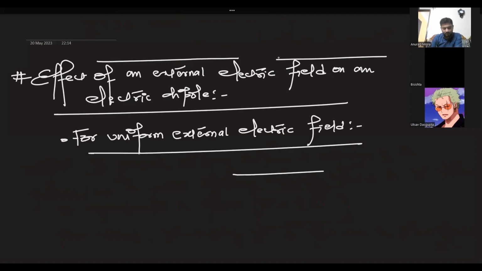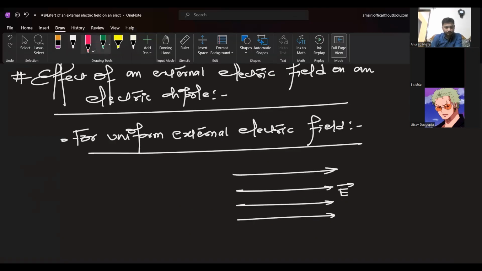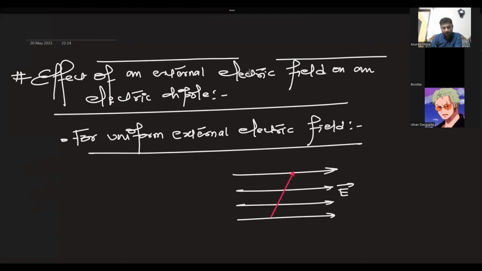Suppose I have a uniform electric field; the field lines are like this. It is a uniform field. If I place a dipole here, generally making some angle maybe. Suppose this is the dipole. The arrow represents the direction of dipole moment P. As per the direction of the arrow, here we have the minus Q charge. Here we have the plus Q charge. The angle is theta between the axis of the dipole and the field.